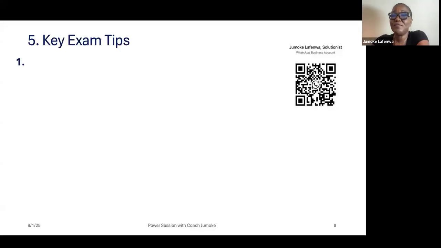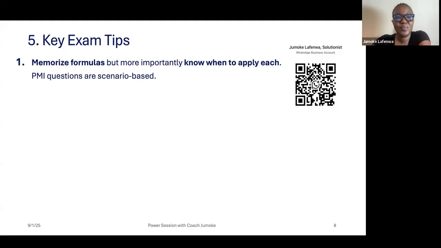So these are my few tips before we get into today's practice questions. One, memorize formulas, but more importantly, know when to apply each. Know that PMI questions are scenario-based, so they can describe some things. They may not say EV equals this, or N value equals this. You need to understand what N value is to be able to deduce it from the question. If you're writing PMP, nobody is asking you, what is this? Define this. What are the advantages?